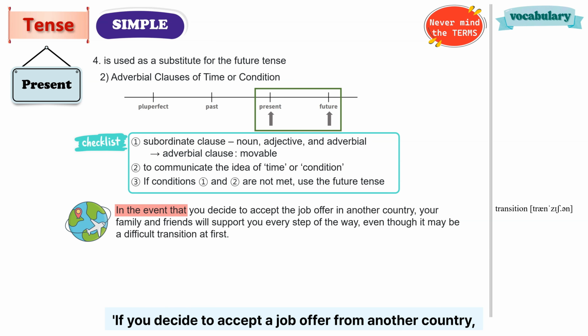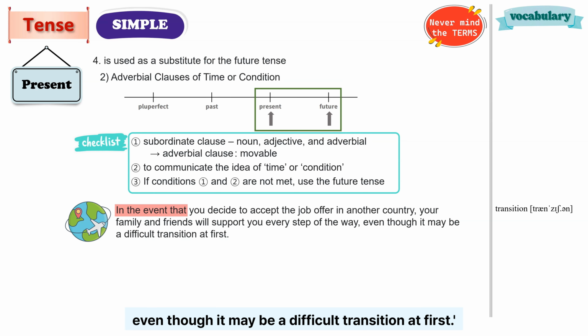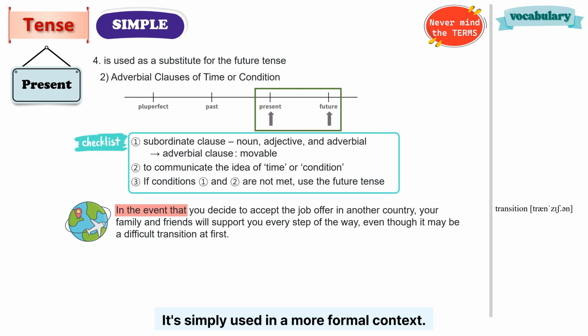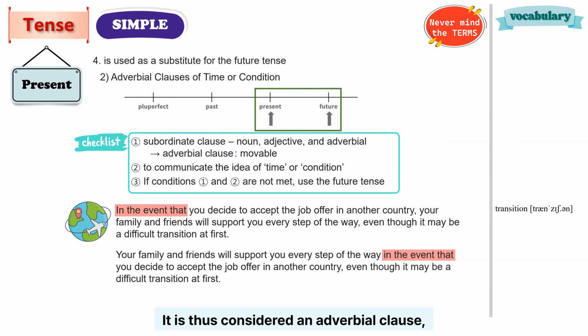If you decide to accept a job offer from another country, your family and friends will support you throughout the whole process, even though it may be a difficult transition at first. The conjunction in the event that also has a similar meaning to if. It's simply used in a more formal context. Therefore, changing the position of the clause doesn't change the meaning. It is thus considered an adverbial clause, and the main clause uses the future tense, while the subordinate clause uses the present tense.